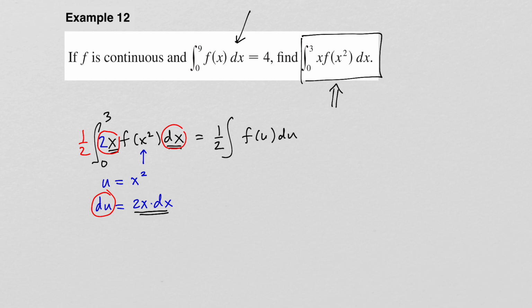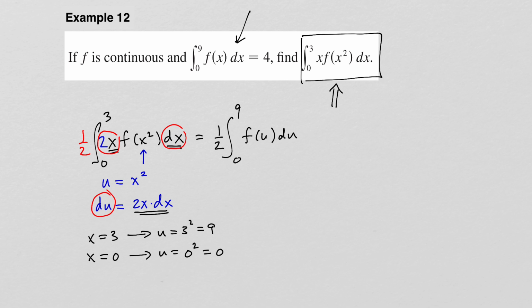And then, of course, the limits. If x is equal to 0, u is going to be 0 squared, which is still 0. So I'm referring to the lower limit of 0 here. If x equals 0, you plug it in there. u is going to be also 0. And if x is equal to 3, u is going to be 3 squared, which of course is 9. So we now know that the new upper limit is 9 and the new lower limit is still 0.